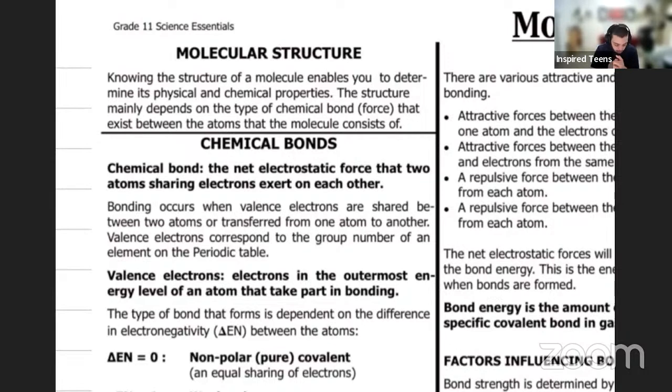Chemical bonds. A chemical bond is the net electrostatic force that two atoms sharing electrons exert on each other. That's what's defined as a chemical bond. Bonding occurs when valence electrons are shared between two atoms or transferred from one atom to another. Valence electrons correspond to the group number of an element on the periodic table.